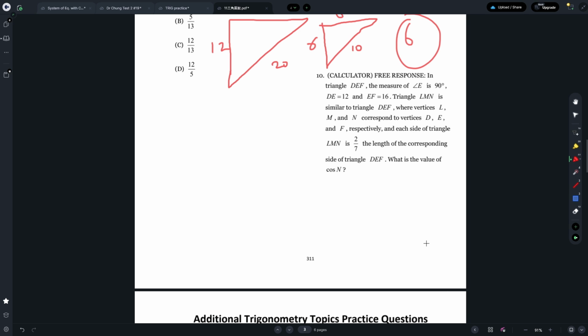In triangle DEF, the measure of angle E is 90 degrees. So let's draw a diagram right away. E is here.